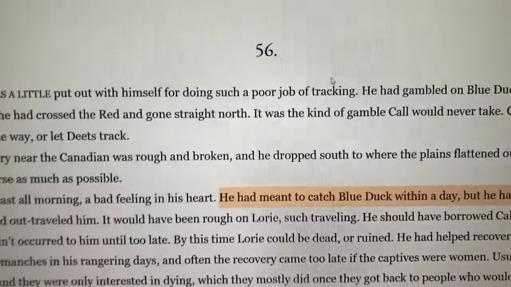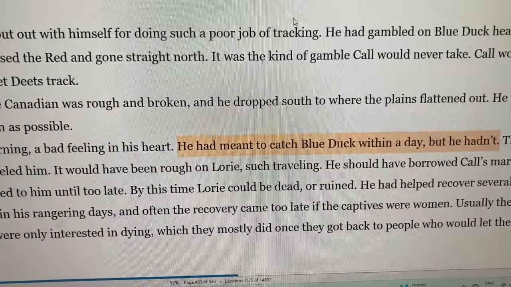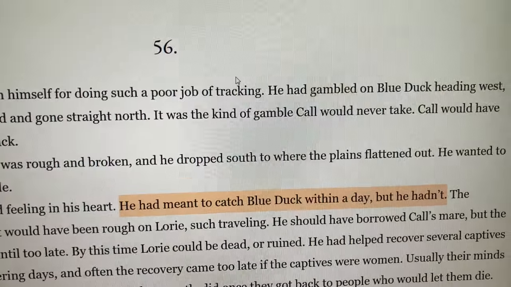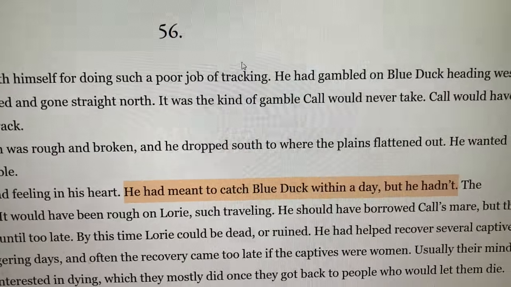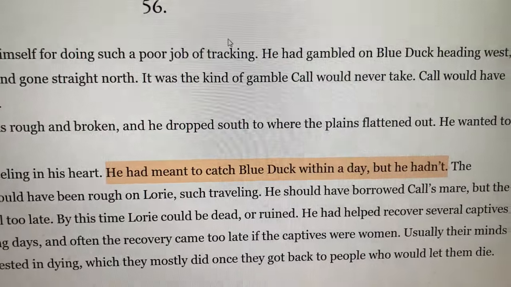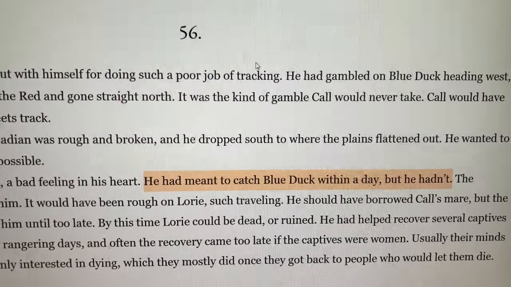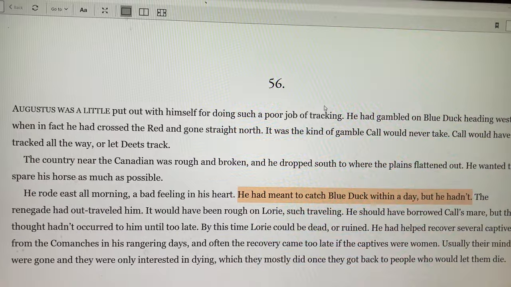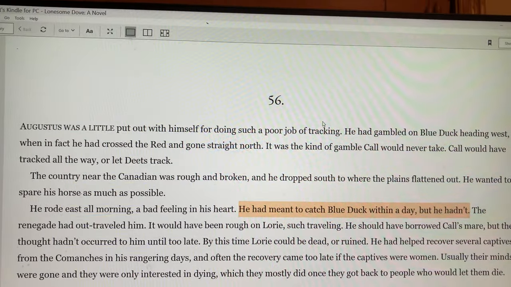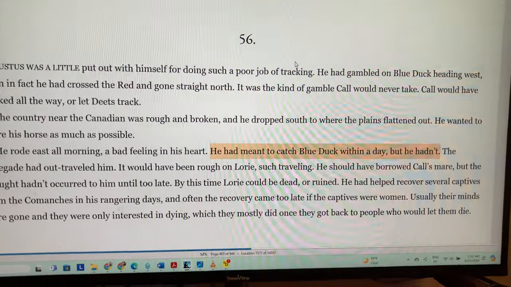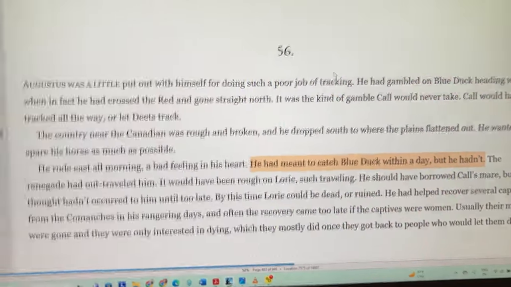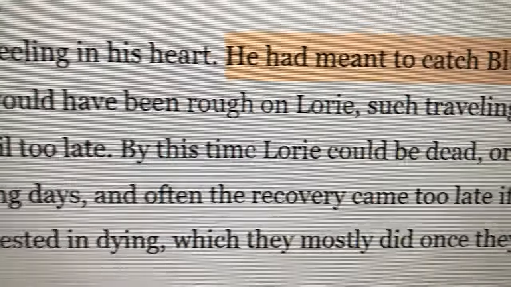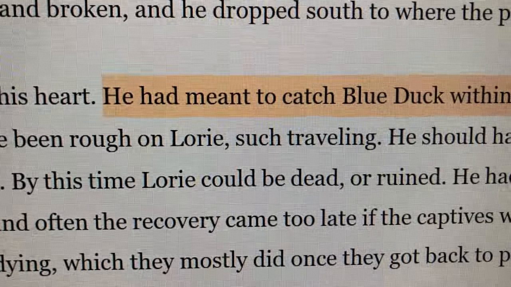Now, here is the goal. Swain's goal. Gus had meant to catch Blue Duck within a day, but he hadn't. He's been riding several days, and he's very worried. She might be dead by now. By this time, Lori could be dead or ruined.